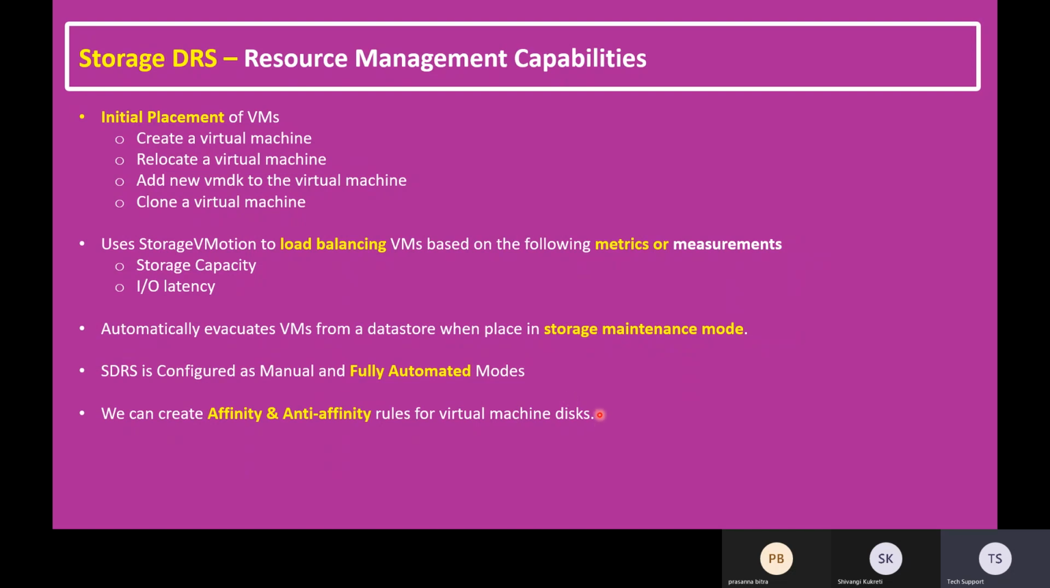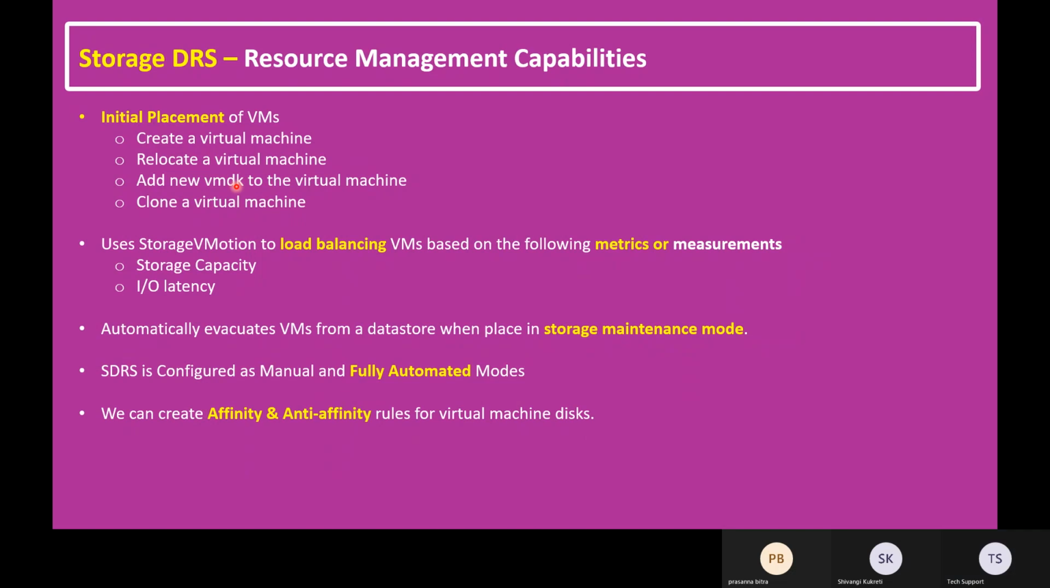Either you can separate the disks within one VM, or you can put test VMs on a separate data store, development VMs on a separate data store, and production VMs on a different data store, like silver, bronze, and gold. Okay, so any type of rules you can configure using Storage DRS.